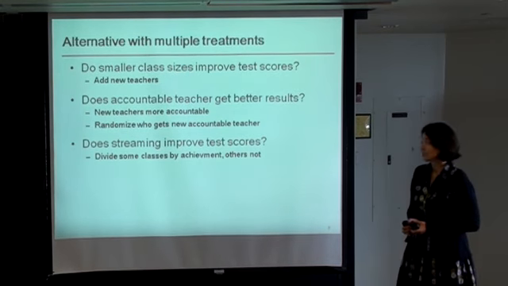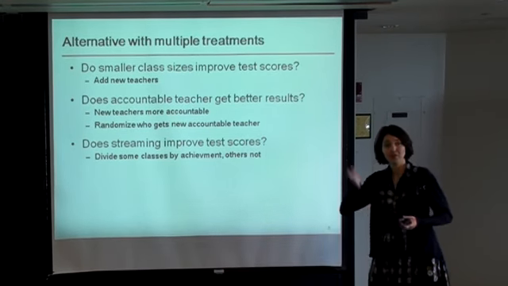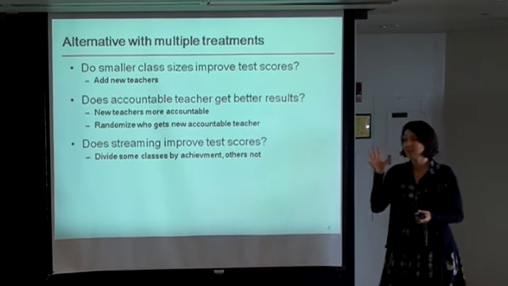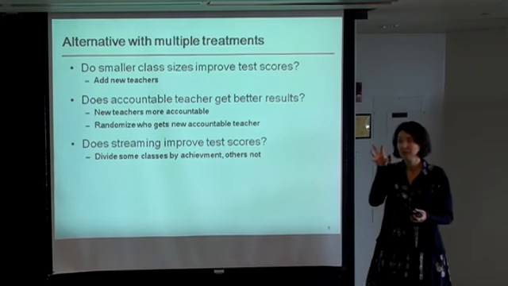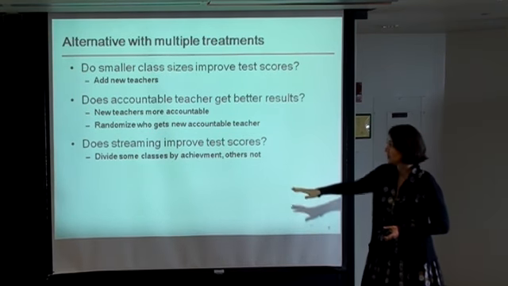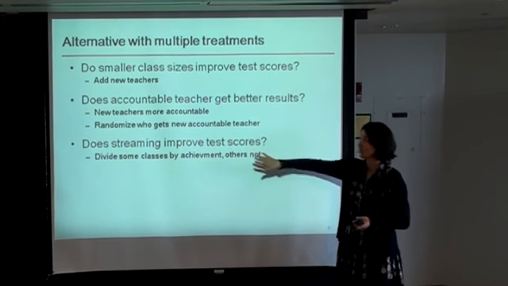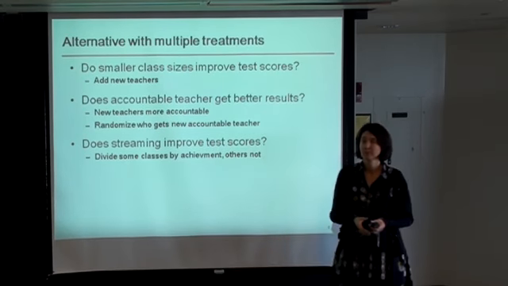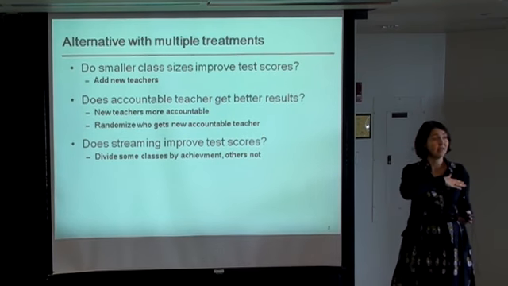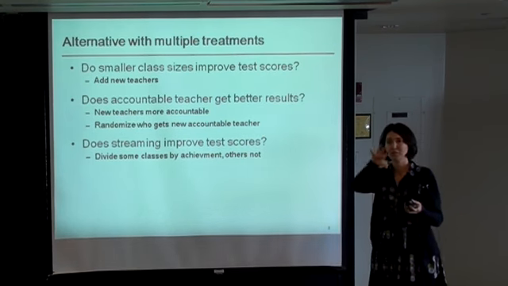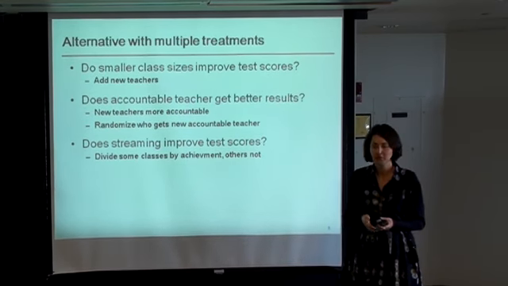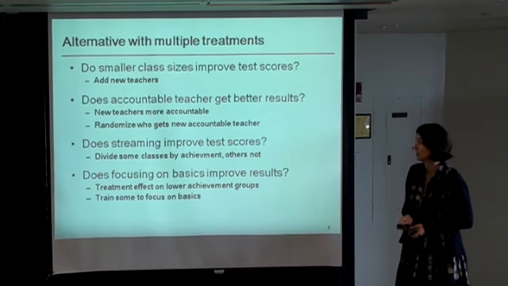Does streaming improve test scores? Well, you do that separately with a different treatment. In some schools you divide classes into ability groupings, and in other schools you just randomly mix them. You've got an opportunity to do that division because you've just added some more teachers. But you randomize, so some schools get the division, unlike the Balsakhi where all the classes got divided by ability. In this case, sometimes they will be and sometimes they won't. Now we've got more variation and we can pick up those things more precisely.